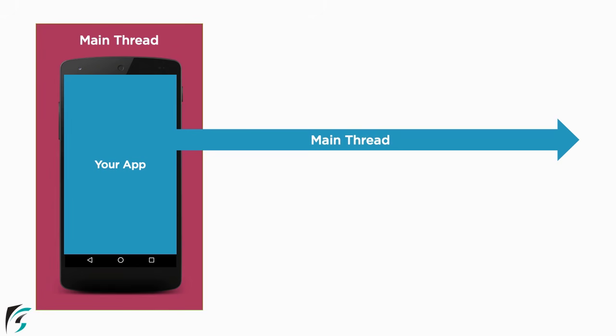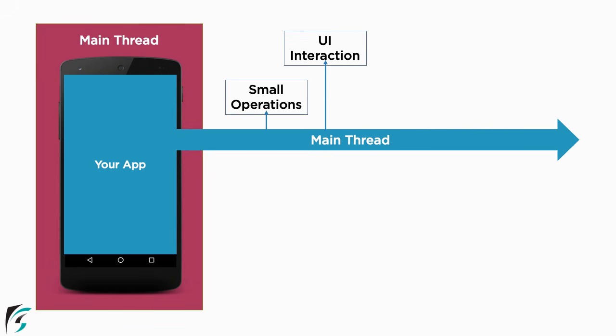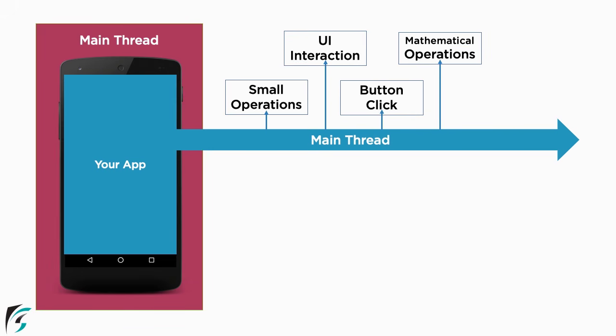So what is the purpose of having the main thread? Well, the purpose of having the main thread is to perform some operations. And these operations are very small and lightweight operations, such as the UI interactions, click of the button, mathematical operations, or lightweight logical operations. So basically on the main thread, we perform small operations.